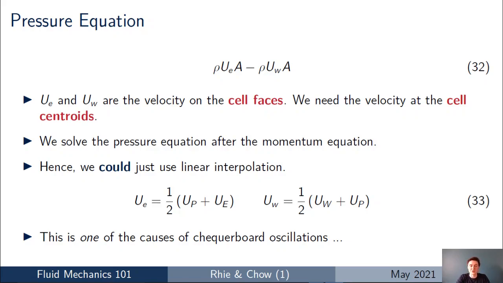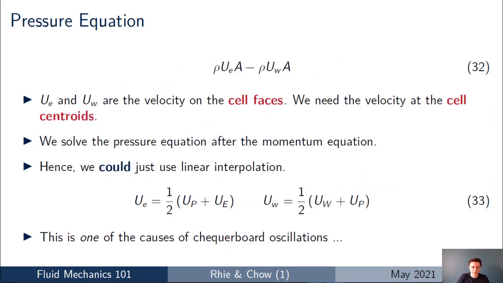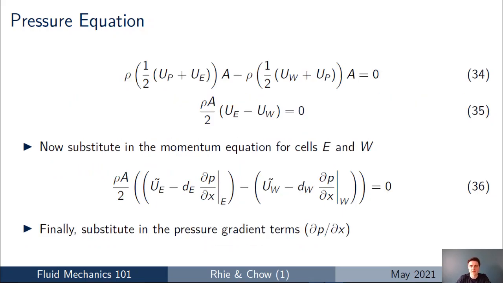We've used that form of the pressure gradient where we've used linear interpolation to get the pressure on the faces of the cell, and we've also used linear interpolation to calculate the velocity on the faces of the cell. And what we're going to see is when we combine both of these together, that's what causes the checkerboard oscillations to arise. So substitute equation 33 into equation 32 and do some rearranging.